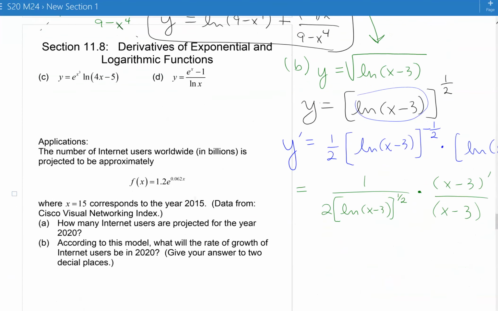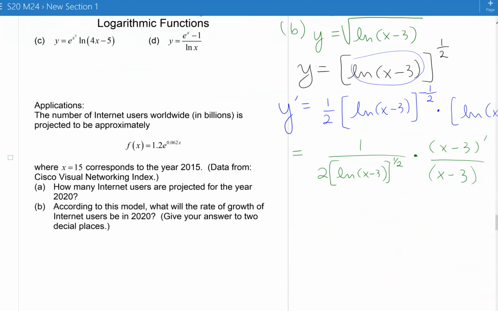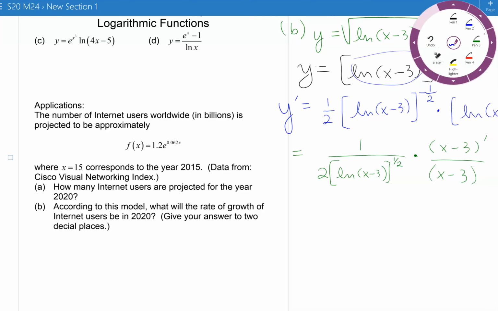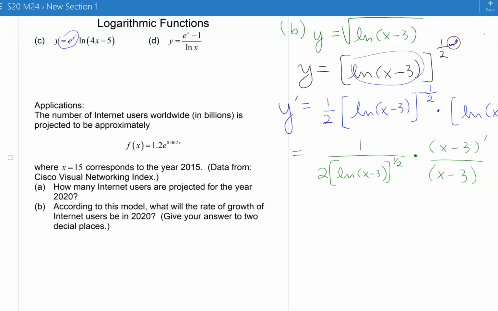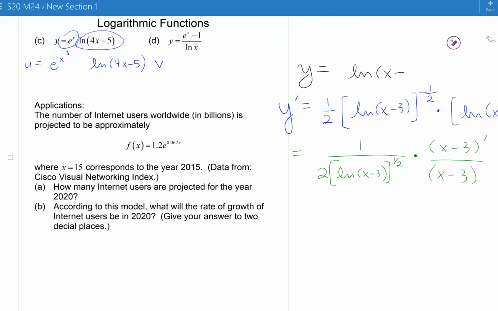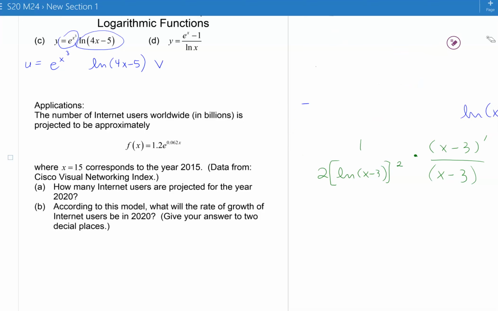Okay, a couple more examples. C is a product of e to the x cubed and the ln of 4x minus 5. So u is e to the x cubed, and v is the ln of 4x minus 5. So then I need the derivatives.